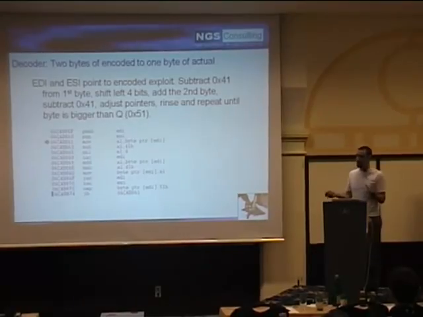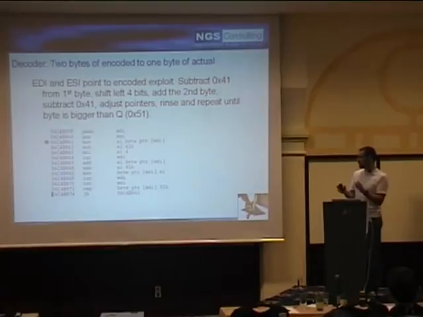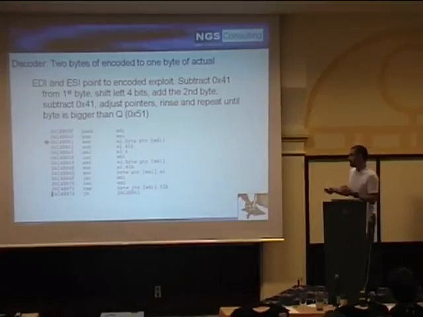The decoder itself, essentially when I encode the exploit, I take a byte of exploit, split it into two, the most significant 4 bits and the least significant 4 bits, add 0x41 to each half, and then that becomes our encoded exploit. So decoding that exploit is the same in reverse.